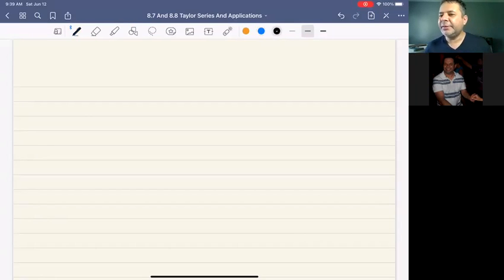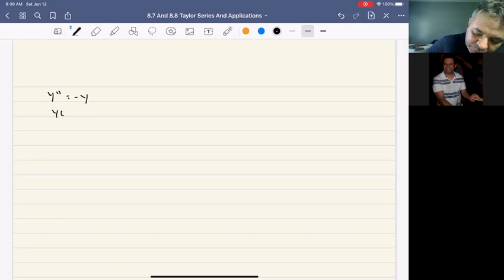Okay, so we did the power series representation of e to the x. Now we're going to do the sine and cosine. So we're going to develop it the same way. The second differential equation that you're going to learn how to solve: y double prime equals negative y, with y of 0 equals a, y prime of 0 equals b.